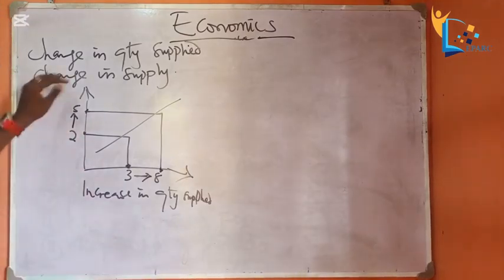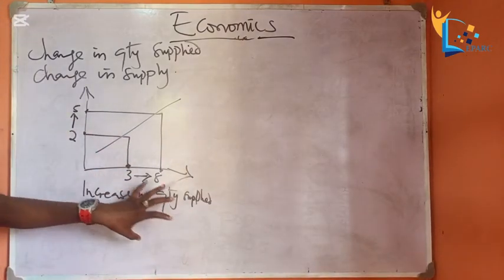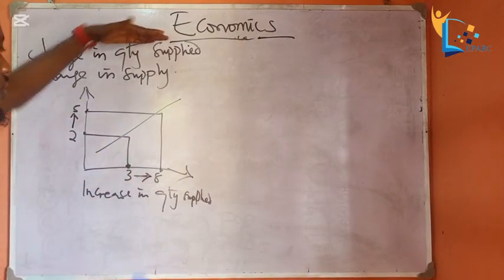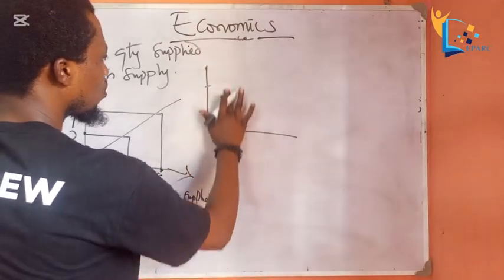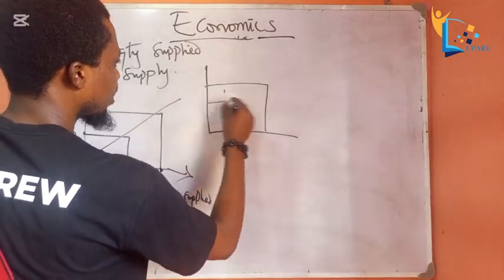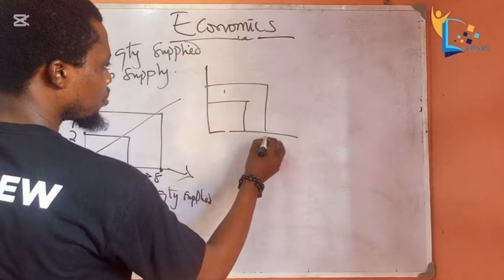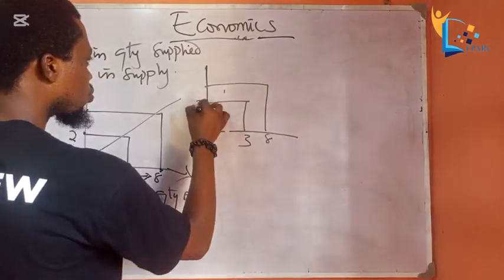Okay, so this is what we refer to as increase in quantity supply, when it has to do with change in what? Supply. Then on the other hand, we have decrease. Okay, let's say from 8 as well to 3, then to 5.